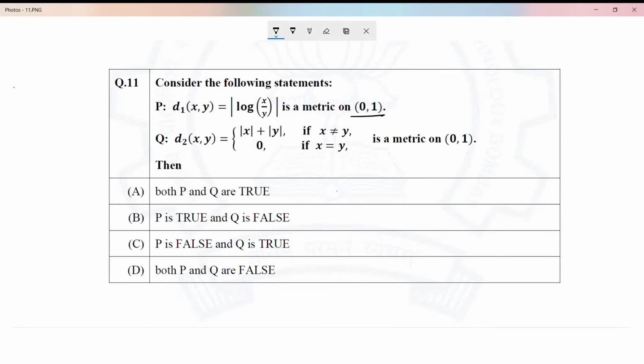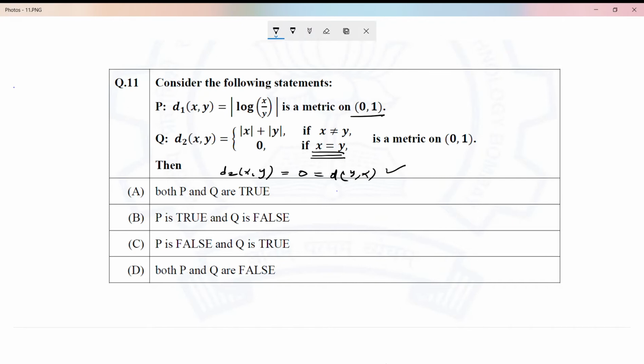Now for d2, it is obvious that the first property is satisfied. Now for the second property, d2 of x, y is equal to 0 if and only if x equals y. This second property is directly satisfied from the definition, so we don't have to check the second property. For symmetricity, if d2 of x, y is equal to 0, then obviously x equals y. This implies x equals y, so d of y, x will also be 0 because x equals y. So in this case, the third property of symmetricity is also satisfied.